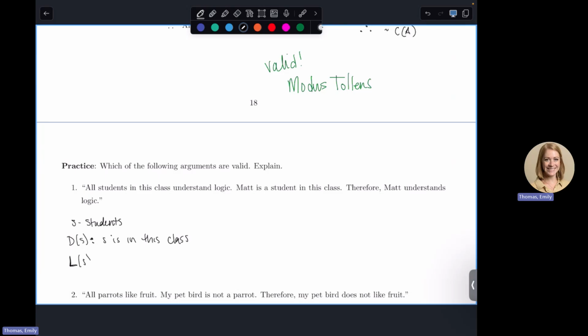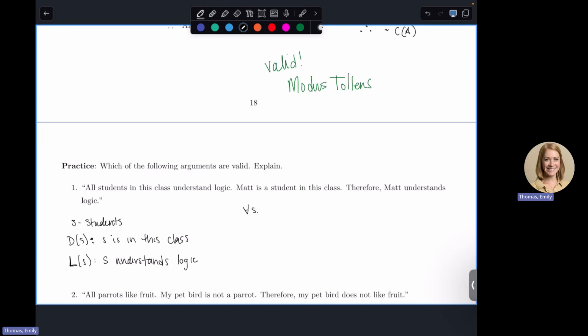L would be that student understands logic. Y'all good? See what we're doing or no? Yes or no? Yes. Okay. So how do I write this argument form? What does it look like?